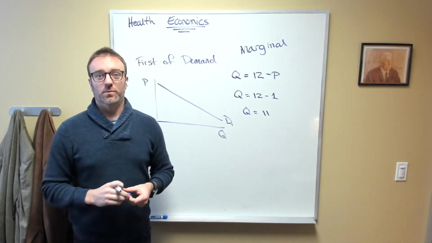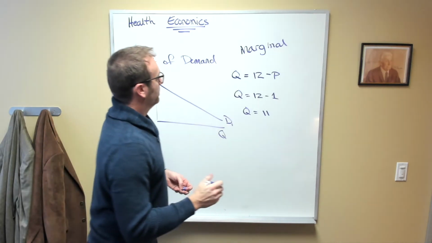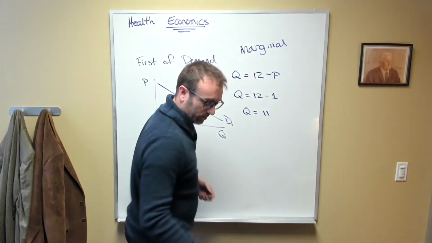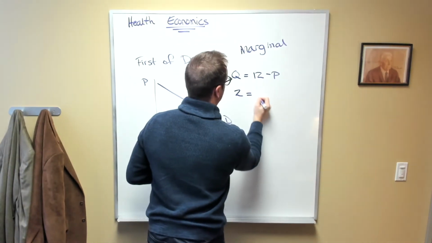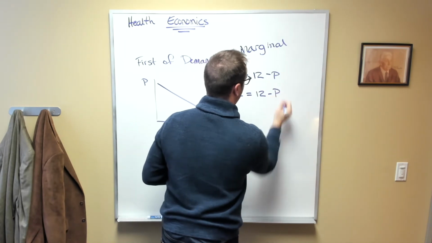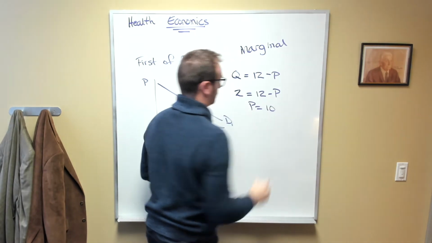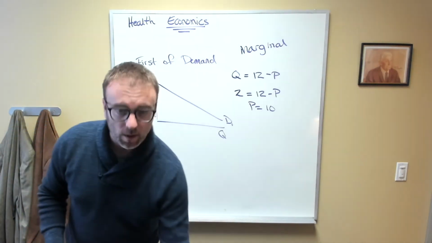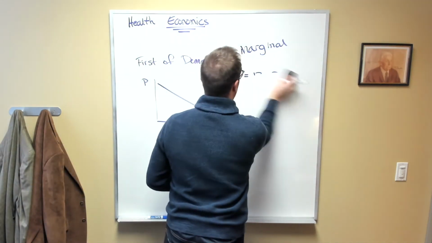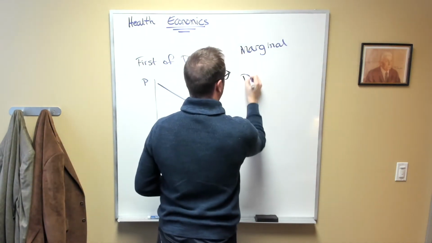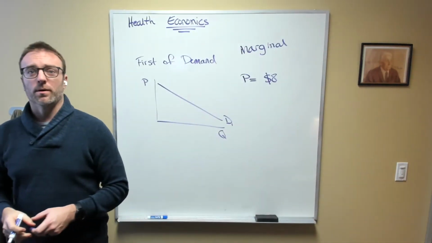The maximum you would be willing to pay for the second pizza would be $10, right? So to get two pizzas, what I would do in this case is say 2 = 12 - P. I would solve for price, and we would find that price is equal to 10, and so on and so forth. Now let's assume for a minute that the price of pizza is equal to $8. Okay, so $8 per pizza.